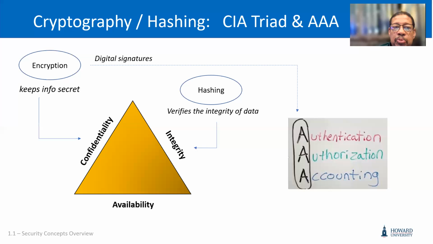Key concept we want to tie this back to is encryption is used to maintain secrecy, keep information secret, so that is tied to confidentiality. Hashing, on the other hand, is used to ensure integrity or validate the integrity of data. So that's tied to the integrity of the CIA Triad.